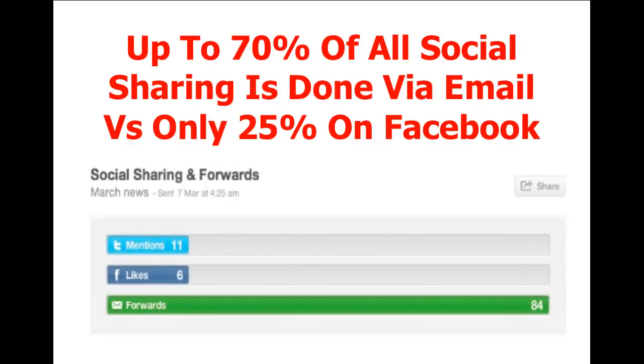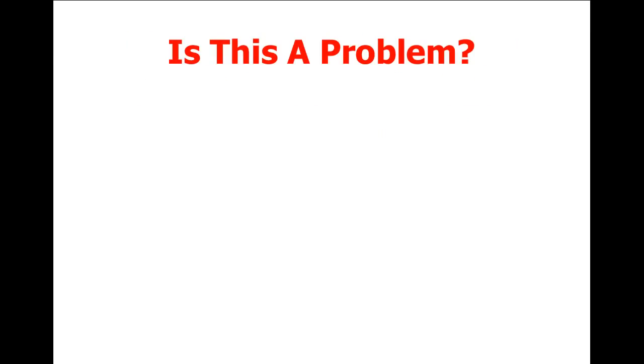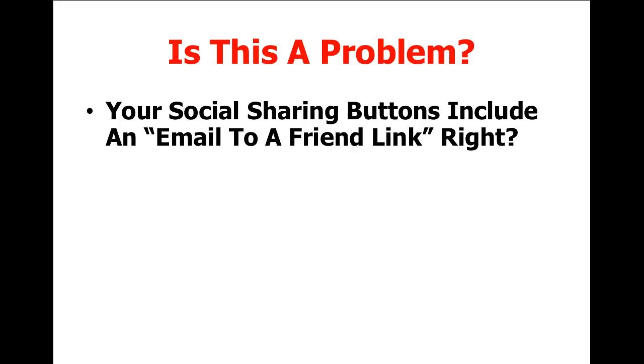And what we see here is a screenshot of one of our campaigns. There was a link to share the content, and they could choose between Twitter, Facebook, and forwarding it to a friend via email. And as you can see, email was the overwhelming winner. Is this a problem? Your social sharing buttons include an email to friend link, right?